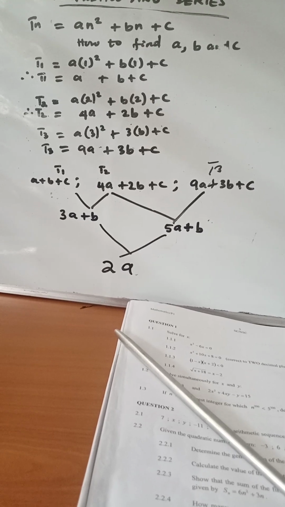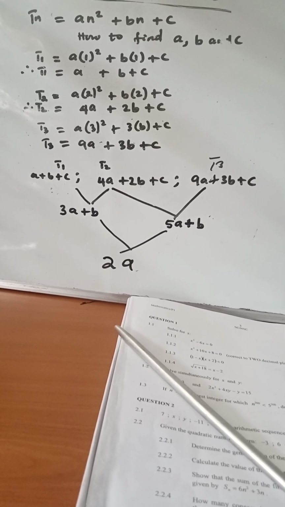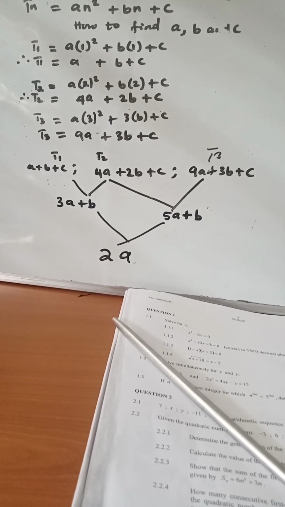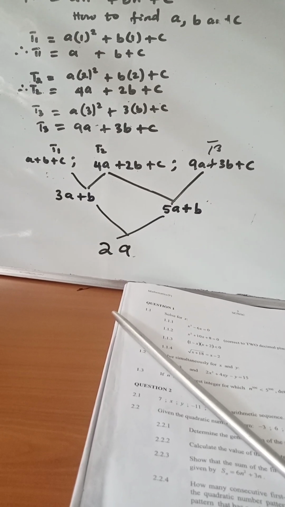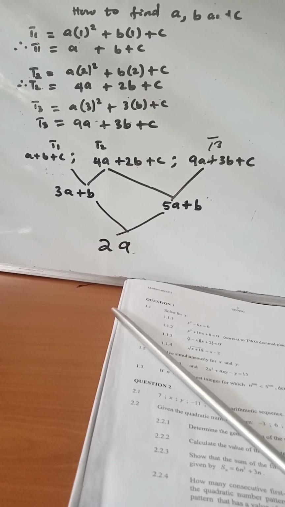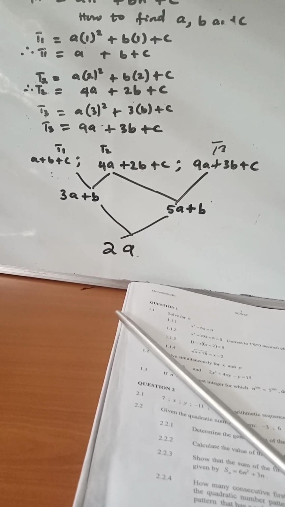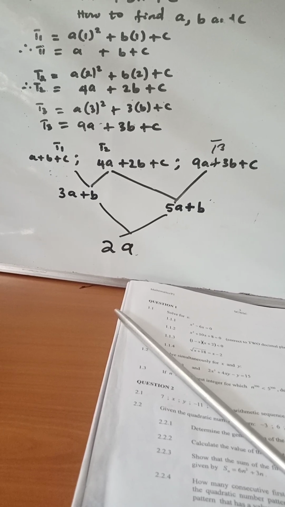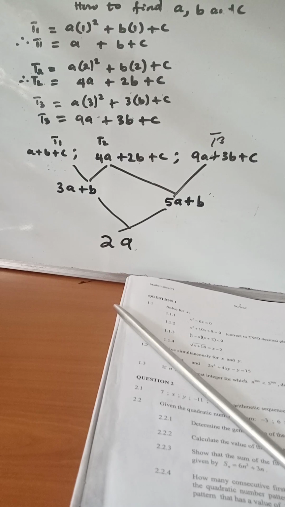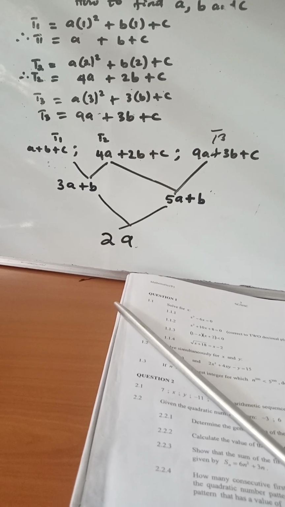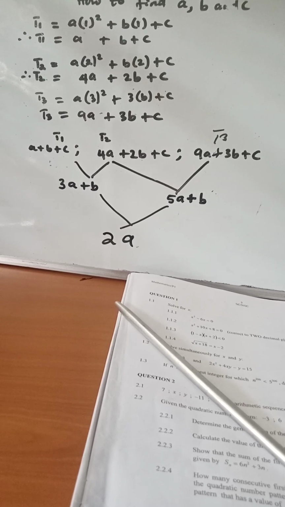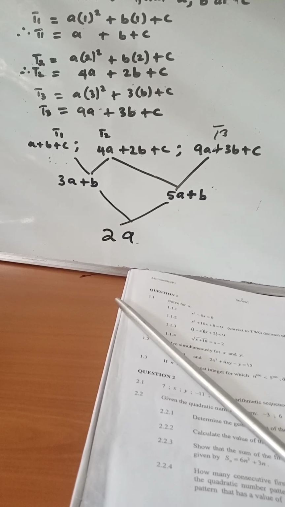Now when you subtract 4a minus a, it gives me 3a. 2b minus b gives me b. c minus c goes away. That is T2 minus T1. Similarly, for T3 minus T2, 9a minus 4a gives me 5a, 3b minus 2b gives me b, and c minus c gives nothing, so it goes away. Now I have 3a plus b as the first difference and 5a plus b also as a first difference.